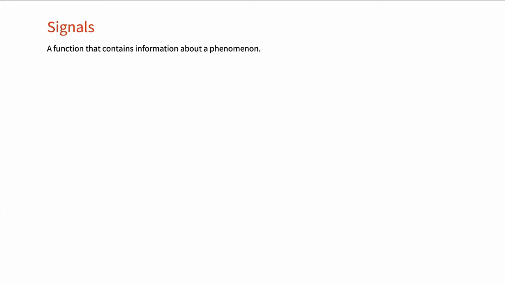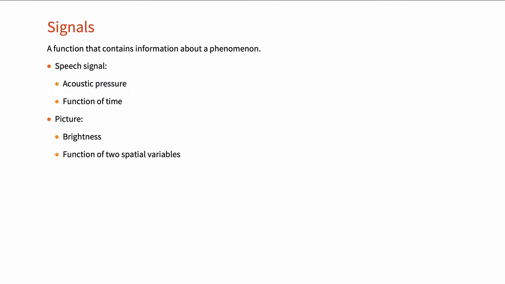A signal is a function that contains information about a physical phenomenon. It could be a function of one or more independent variables. For example, a speech signal or an audio signal is acoustic pressure as a function of time, or a picture is a brightness function of two spatial variables.